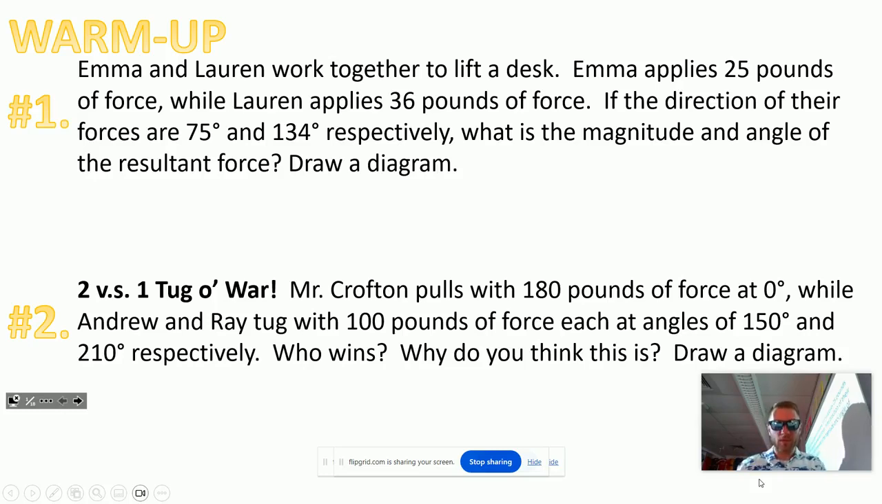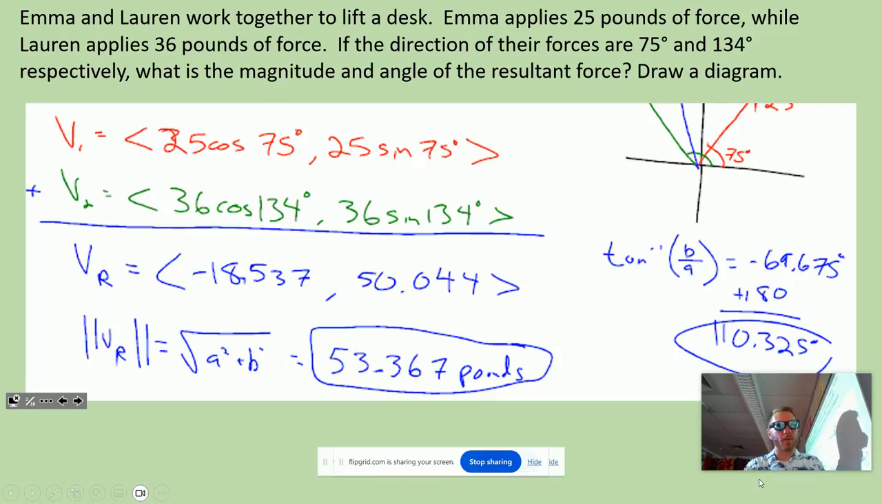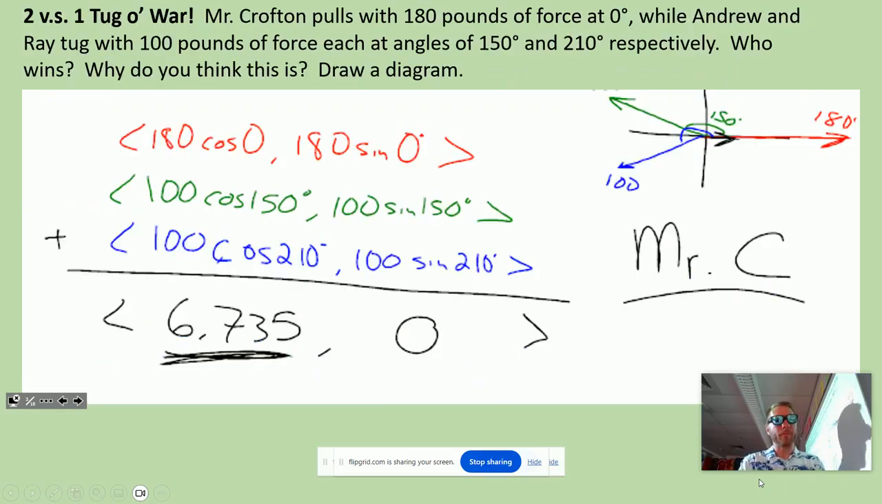Here are your solutions. So my diagram got cut off a little bit here, but Emma and Lauren are working to lift a desk together. I added Emma's red vector with Lauren's green vector to get my blue resultant vector, which I can find falls into the second quadrant, so I can find the magnitude as well as the direction angle. Don't forget to add 180 to the direction angle to get an angle that's in the second quadrant. Then the tug of war battle.